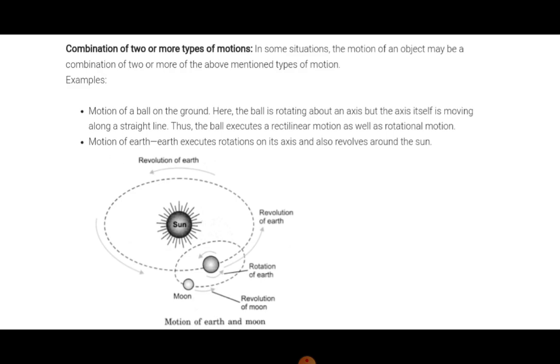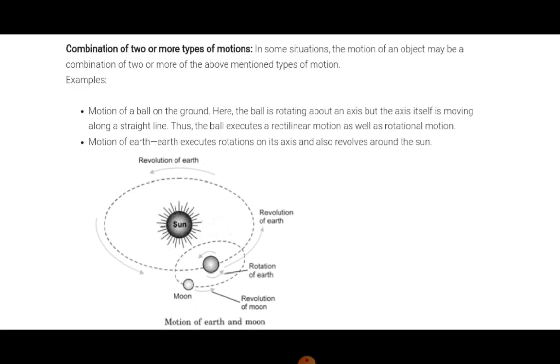Now there are some cases, students, where we see that more than one type of motion is performed by the same body. Like we see Earth, it does two types of motion. The first is that it does rotational motion as it rotates on its axis, and the second one we see is that it also does circular motion as it revolves around the sun.